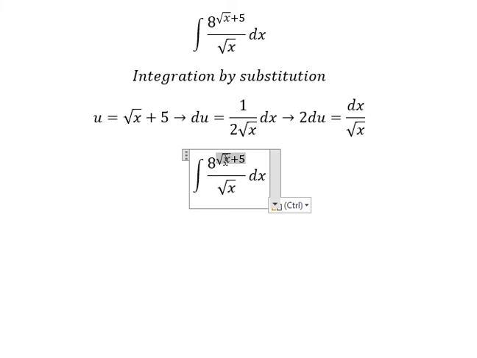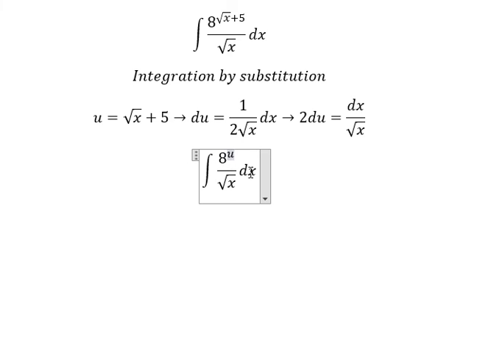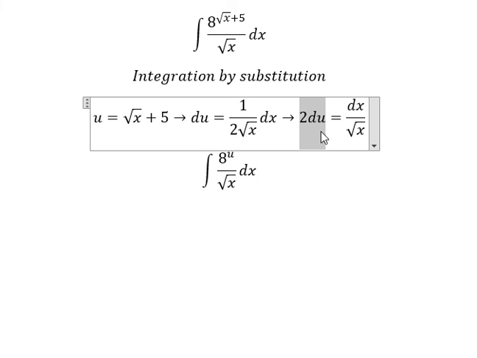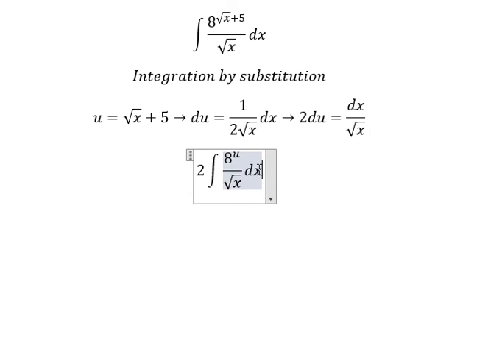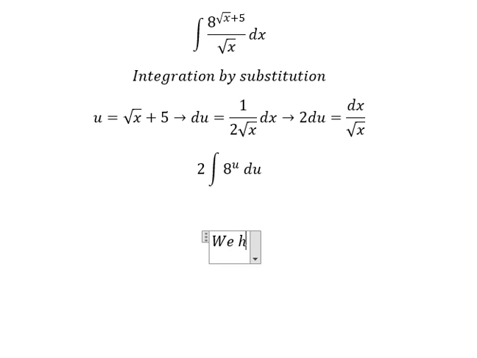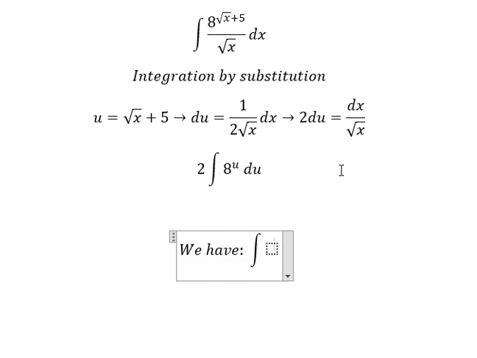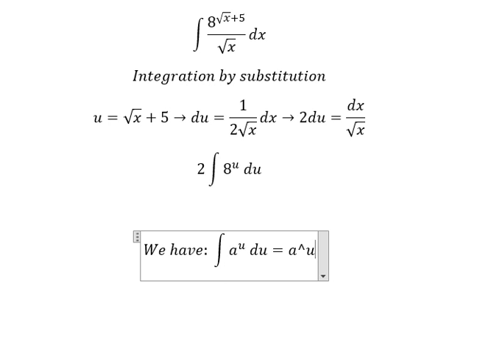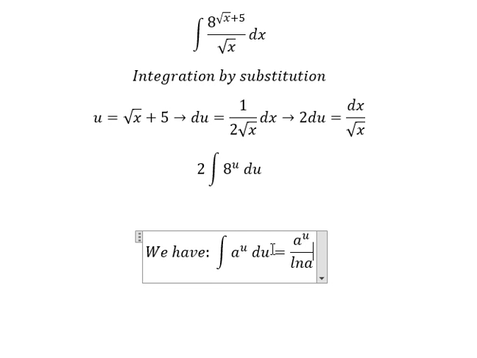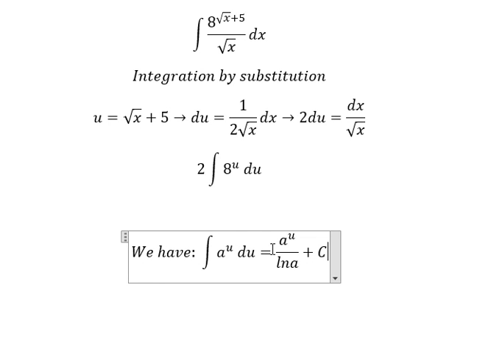So this one we change to u. The s over the square root of s we change to 2 du. Next, we have the formula. The integration of a to the power of u du is a to the power of u over ln a, and I will put plus c.